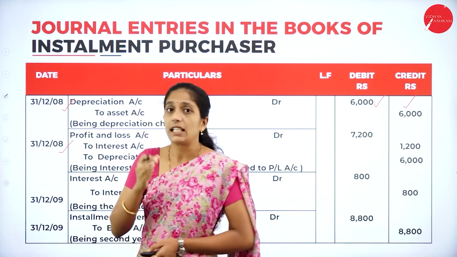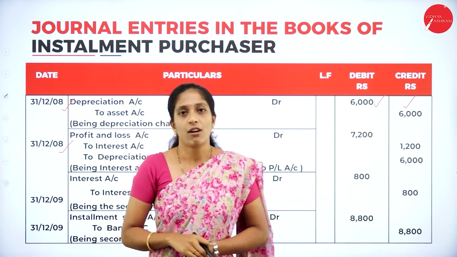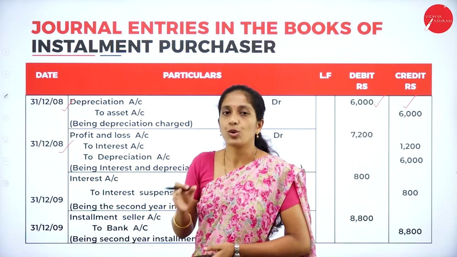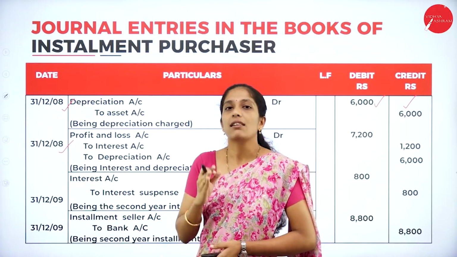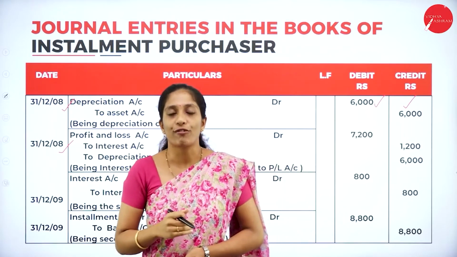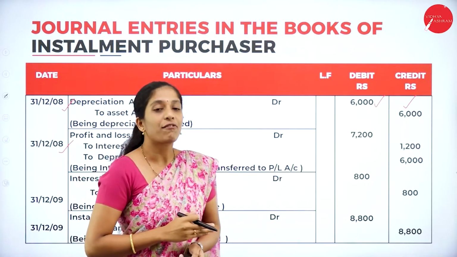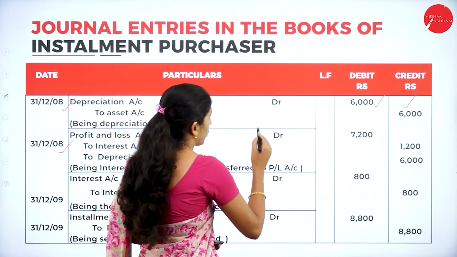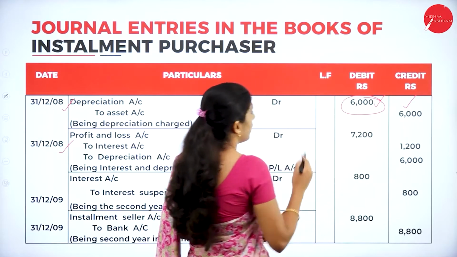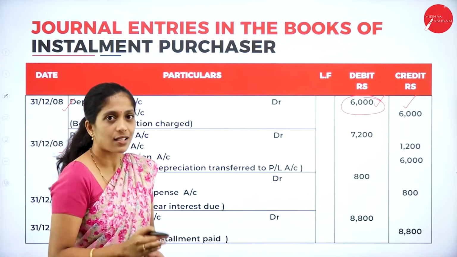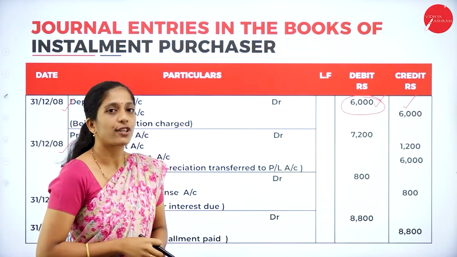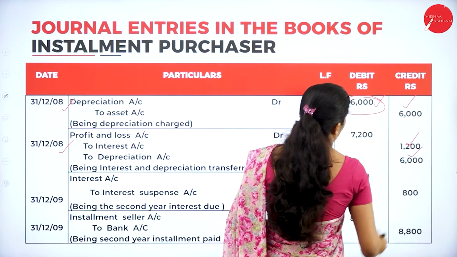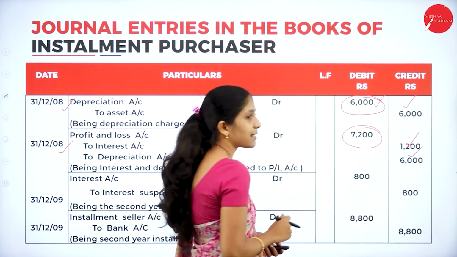Now come to the next entry, that is the last entry. Transfer the interest and depreciation to profit and loss account. So what is the entry? Profit and loss account debit to interest account, to depreciation account, being interest and depreciation transferred to profit and loss account. Now what is the first year interest? It is 1,200. And what is the depreciation? 6,000. Add 1,200 and 6,000 and the total has to be transferred to profit and loss account. So the total is 7,200.